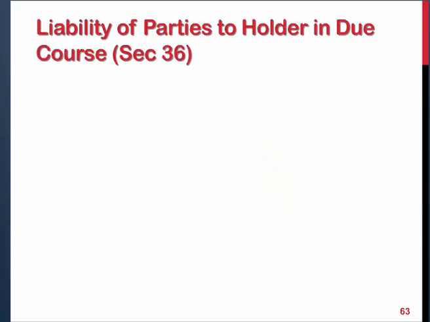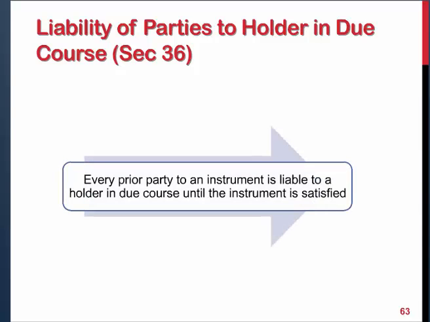Liability of parties to holder in due course. Section 36. Every prior party to an instrument is liable to a holder in due course until the instrument is satisfied. Thus, the maker and endorsers of a note are jointly or severally liable for the payment and may be sued jointly.